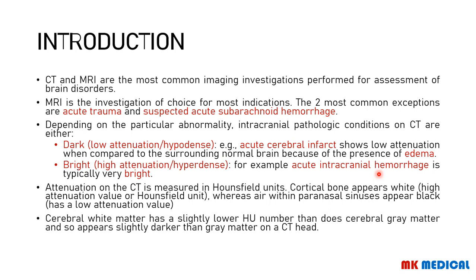Now remember that attenuation on the CT scan, like I mentioned in the previous lecture, if you haven't watched that, please head over there, is measured in what's known as Hounsfield units. So if you have the cortical bone, it's going to appear white, so it means it has a high attenuation value, or it has a high Hounsfield unit value. Whereas air within the paranasal sinuses is going to appear dark or black because it has a low attenuation value. So it means that the cerebral white matter is going to have a slightly lower Hounsfield number than the cerebral gray matter. And so it's going to appear slightly darker than the gray matter on the CT head. This is very, very important for you to note.